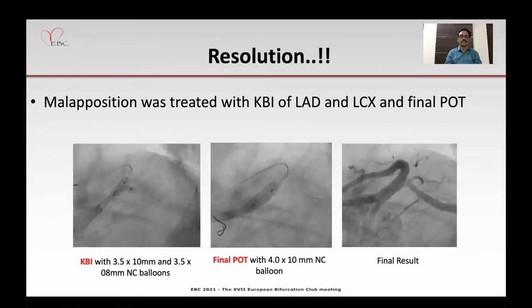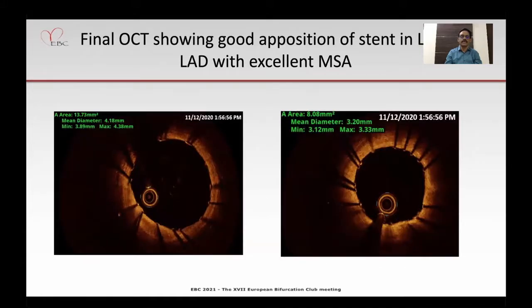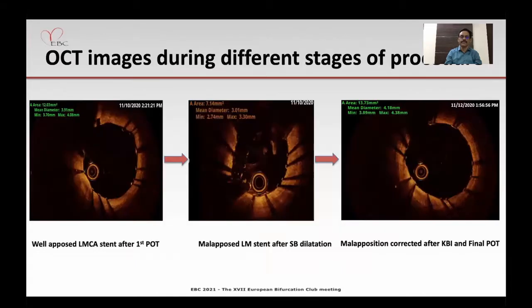The resolution of this problem was by kissing balloon of LAD and LCX, as is shown in the first angiographic image, followed by POT in the left main, and the final image shows a very good angiographic result. And this is the final OCT, which is showing a very well opposed stent in the LAD and left main.